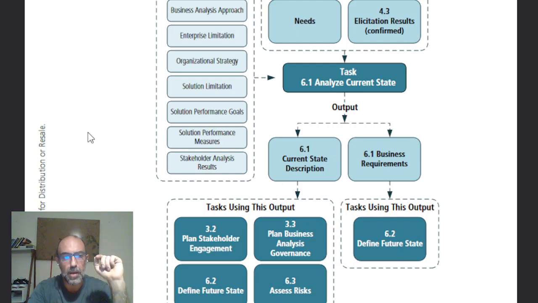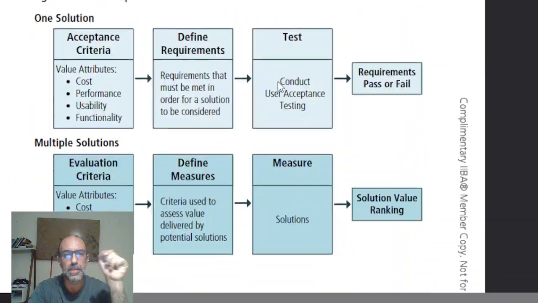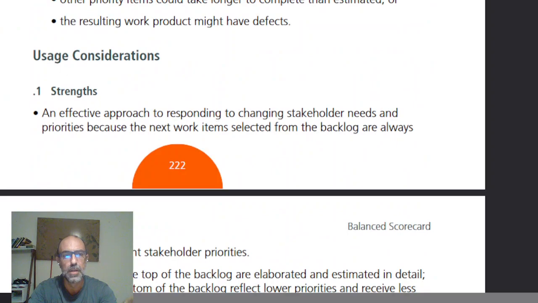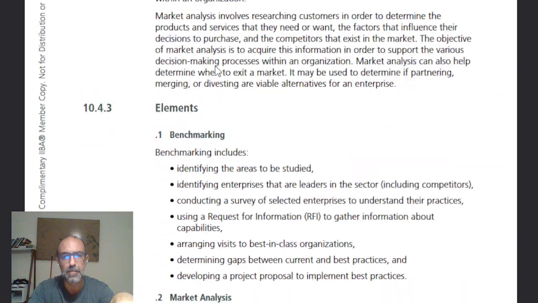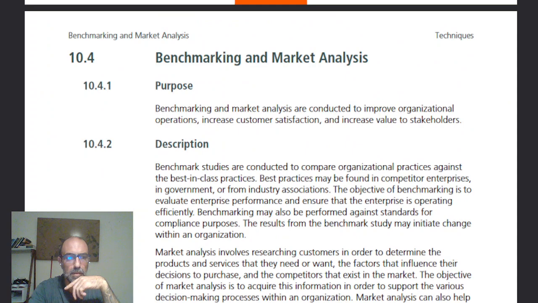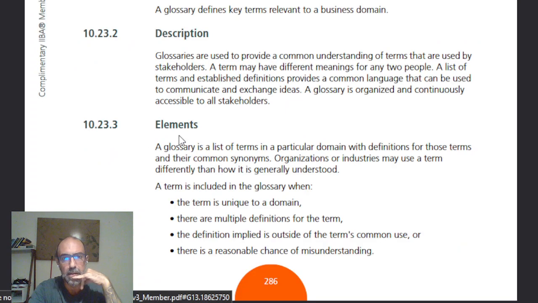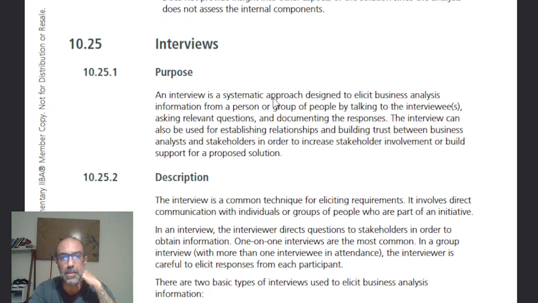This book. Because on chapter 10, I'm going to take a step back right now and show you. This is chapter 10, and it's basically all the techniques. This is technique number 1. Backlog management is a technique described the same way, in the same module, right? Balanced scorecard is a technique. All of these are techniques, right? Business capability analysis is a technique. Glossary is a technique where you outline stuff. Interviews, they describe all these techniques for us.